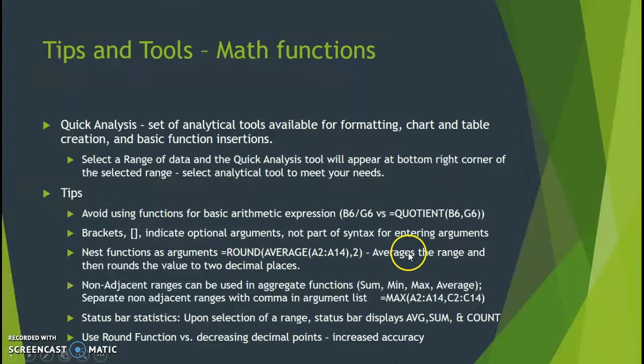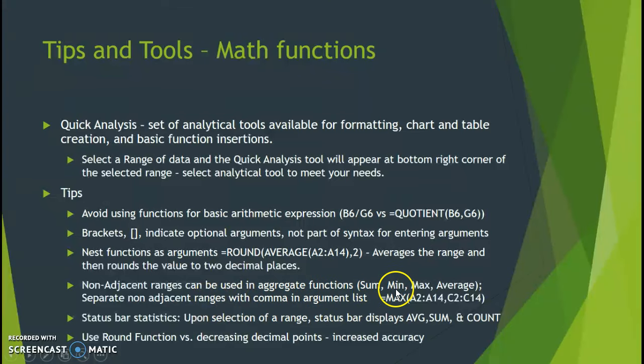And again, this just gives you an average of the range, and then it rounds the value to 2 decimal places, as opposed to using a cell to do the average, and then using another cell to go ahead and round that value to 2 decimal places based on what you get in the initial computation where you found the average of the range. Non-adjacent ranges can be used in aggregation and aggregate functions.